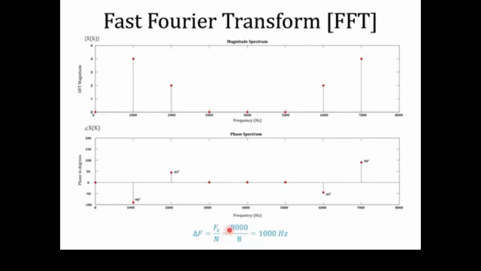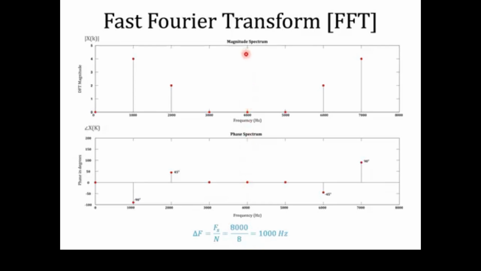And fs was equal to 8000 samples per second and N was equal to 8. So frequency resolution will be 1000 Hertz. And the frequency values corresponding to these components will be 1000 Hertz, 2000 Hertz, 3000 Hertz, 4000 Hertz, and so on. Now, since fs was equal to 8000 Hertz, we have to observe our spectrum up to fs by 2 only, which is 4000 Hertz in this case.